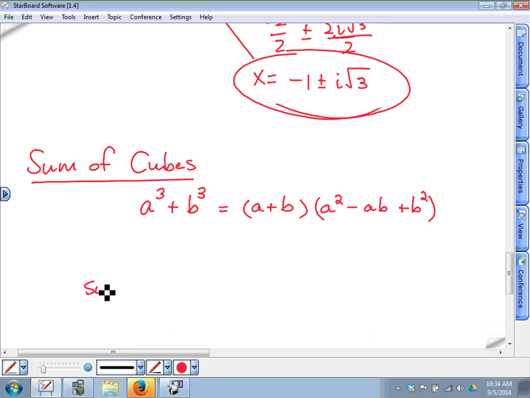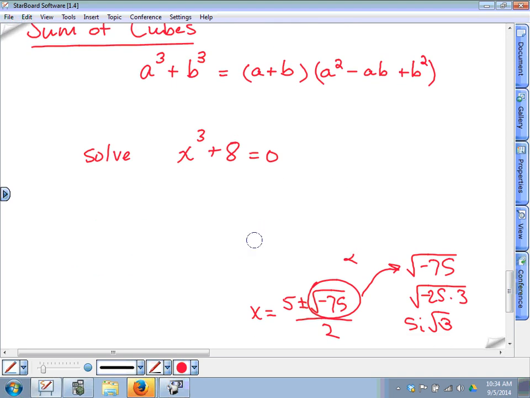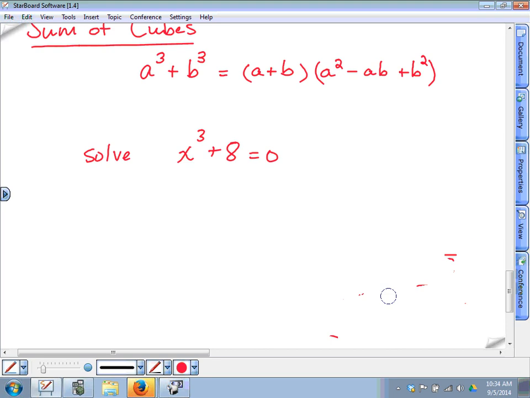So now we're going to solve x to the third plus 8 equals 0. First step. What's been cubed here? So our b value is a 2. I'm going to write a little 2 underneath there. And our a value is x. Those are the numbers that it's going to go in the formula.